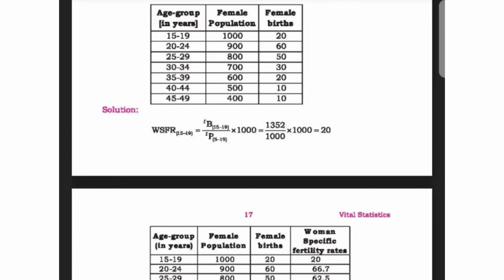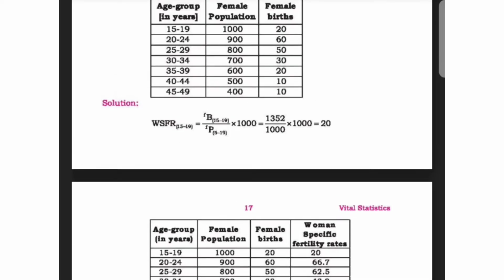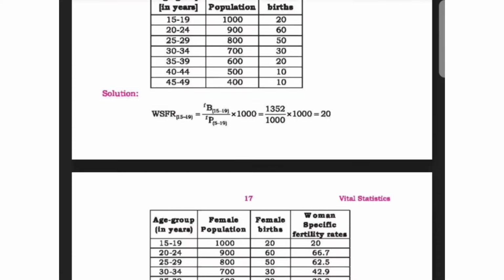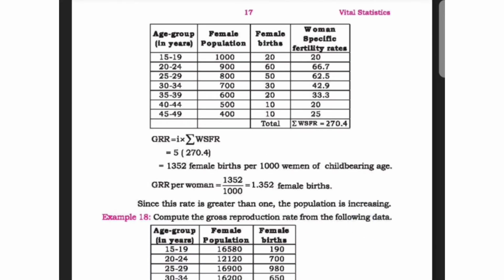And we observe here the age group is 15 to 49, and here the formula is given, that is WSFR. The formula must and should be written, and you are calculating the next column as WSFR. What is the WSFR? Each individual female births divided by female population into 1000. Into 1000 you have to calculate and go on writing column wise.